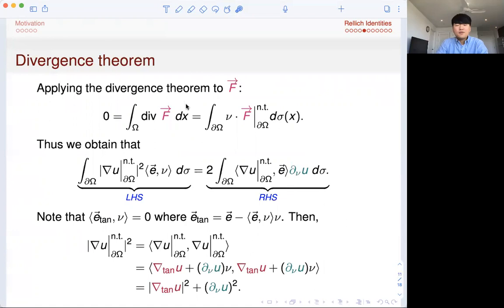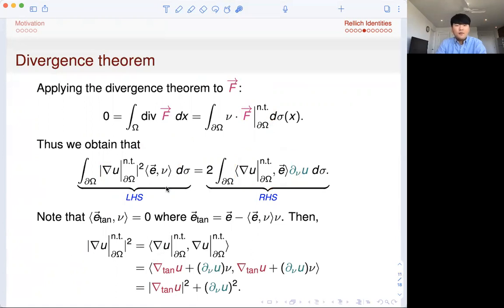And we apply the divergence theorem, non-tangential version, to f. Then we have the integral over the domain of divergence of f dx equal to the integral over the boundary of nu dot the non-tangential trace of f, d sigma of x. But f was divergence-free, so this is going to be 0. And from the definition of f, the non-tangential trace of f was this integrand minus this integrand times 2.